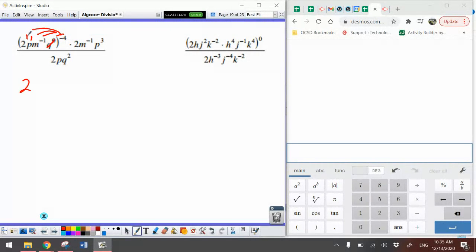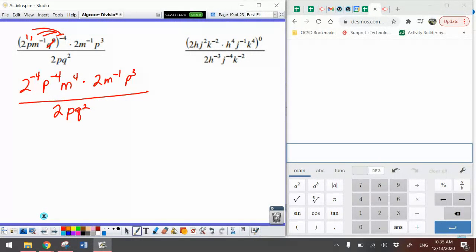So 2, 1 times negative 4 is negative 4. P, 1 times 4 is negative 4, and m, negative 1 times negative 4 is a positive 4. And then I'm going to go ahead and rewrite. And I'm going to go again.